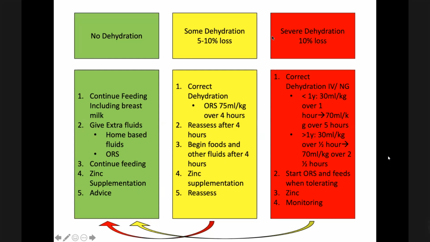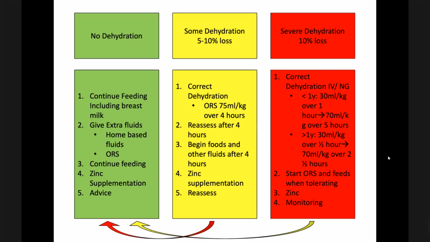Now I want you to focus on the red column, which is the thing that you will frequently get at the exam. Severe dehydration means the patient has lost more than 10%. So 10% into an actual volume is 10 into 10, which is 100 milliliters per kg. Now 100 ml per kg is a fairly huge volume.